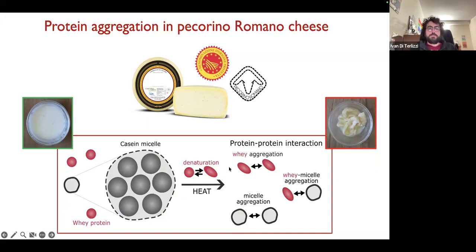Now, the heat denatures these whey proteins, and it also slightly changes the chemical properties of this casein. So why is this important? Well, of course, the whey proteins change their chemical properties. And the casein, which usually stabilizes these emulsions, is not anymore able to emulsify and stabilize them.